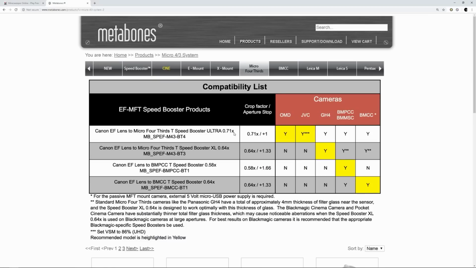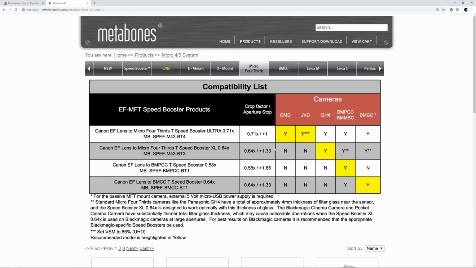The differences are the crop factor reduction, all right? Ultra has a 0.71x, XL has a 0.64, and also the stops. For the 0.71x, it would only give you a one-stop addition to your lens. But if you have the 0.64x, you will get a stop and a third, so you're getting more light intake.